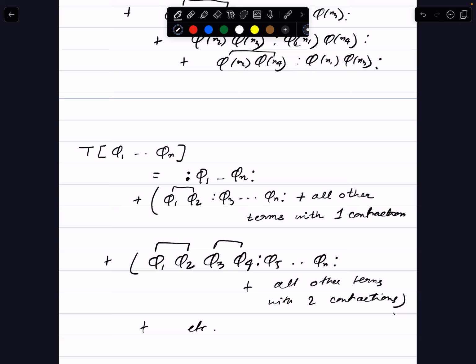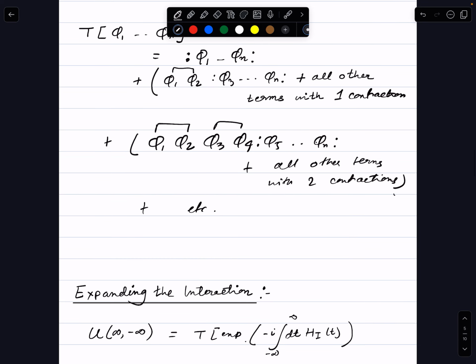Is it possible that all the fields are contracted and none of them are normal ordered? Yes, so there will be one where all of them are contracted. I mean, if n is even, then you can contract all of them.